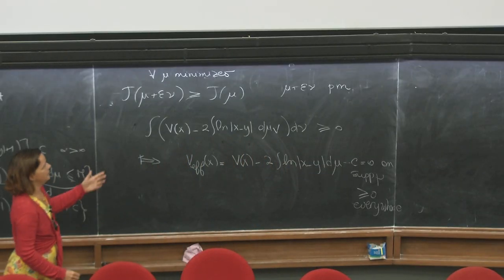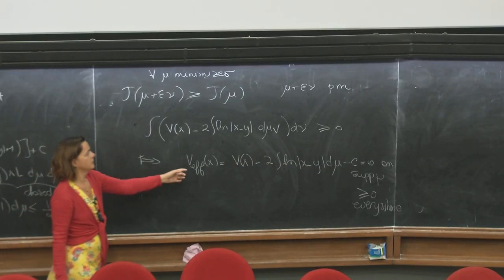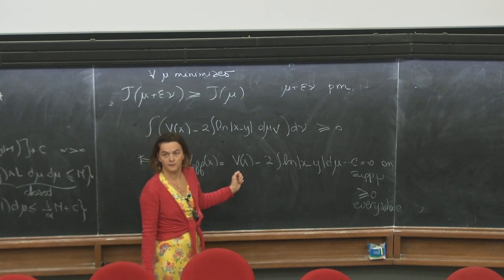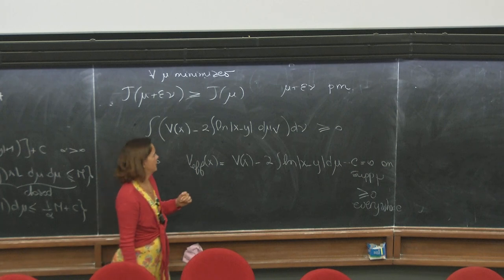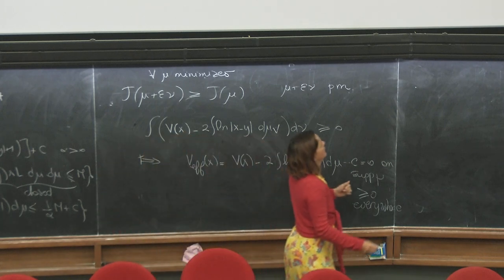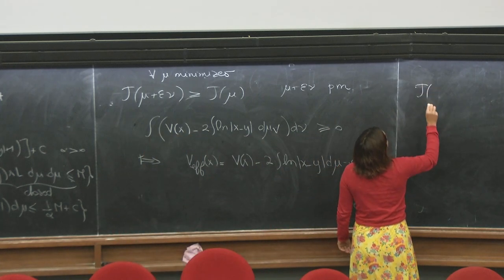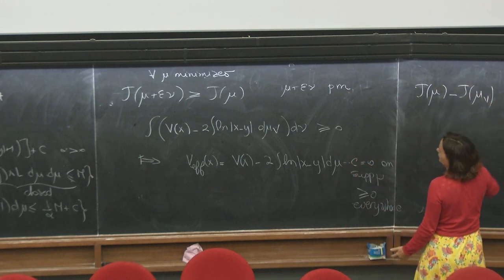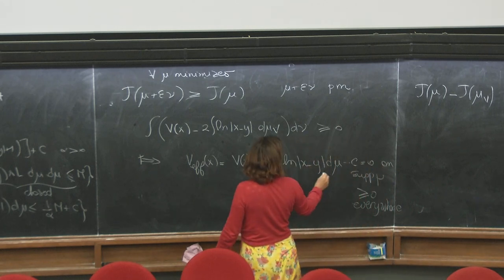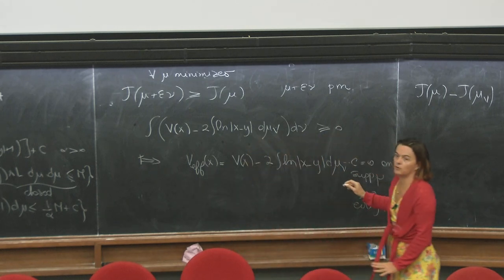Okay, so I know that any minimizer has to satisfy these inequalities. And now I want to show you that there exists a unique minimizer. So what I do for that, I just look at g of mu minus g of, let me call it mu v, one of these guys which satisfies this equation. At this point, there could be many.